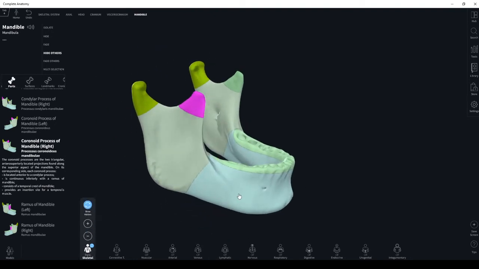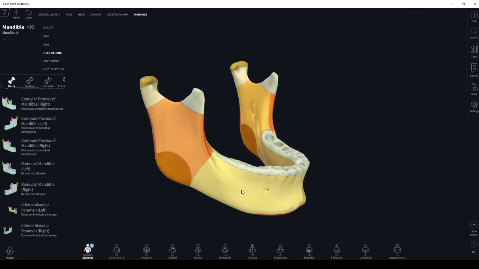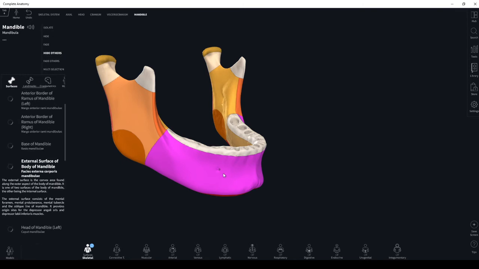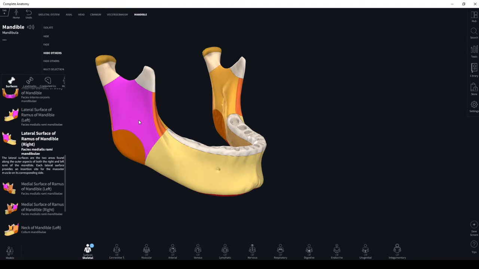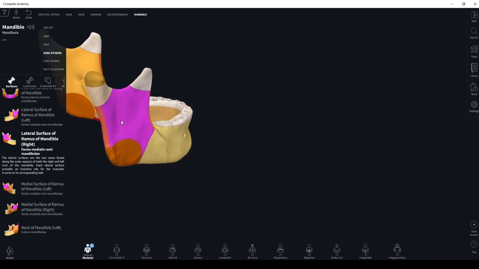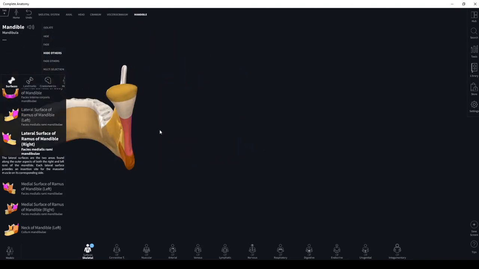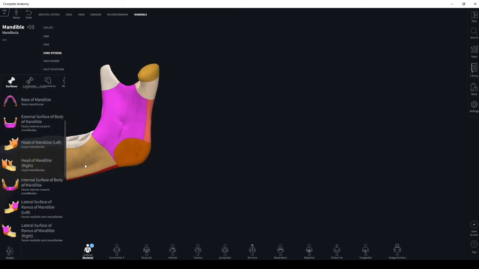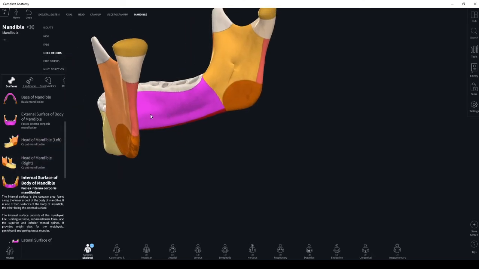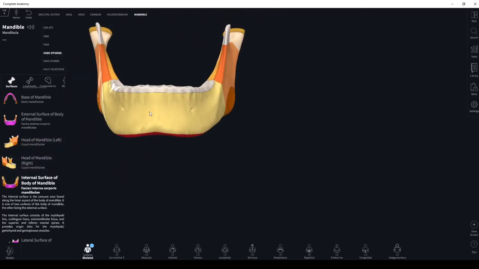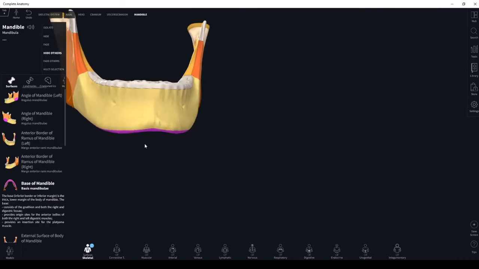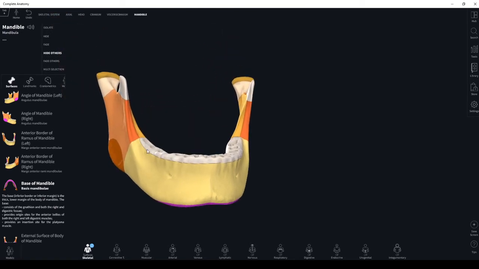It has only a few surfaces. The anterior or external surface of the body, the external surface of the mandible ramus, sometimes called facies lateralis. The internal surface of the ramus and the internal surface of the mandible. The inferior border of the mandible is called the base of the mandible, basis mandibularis.